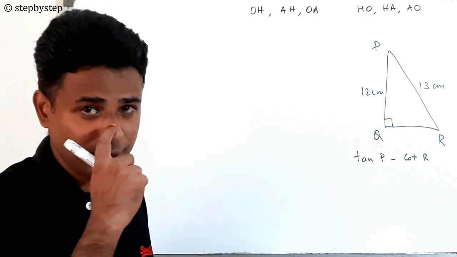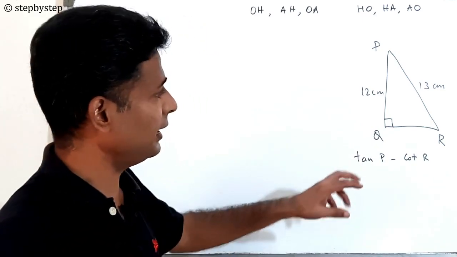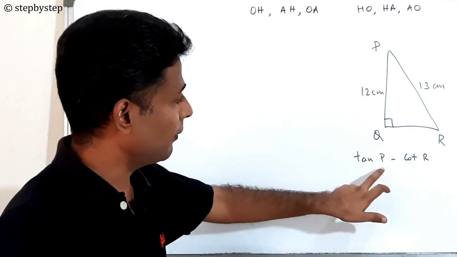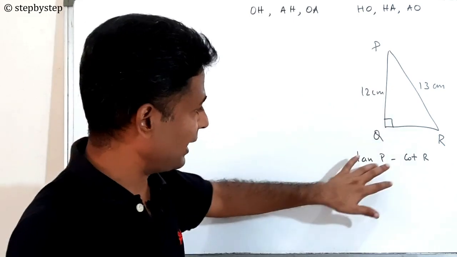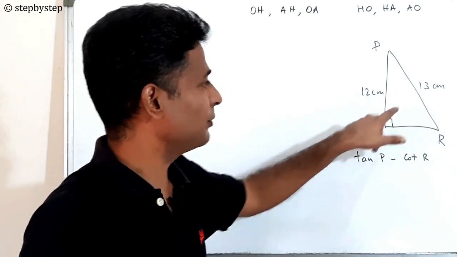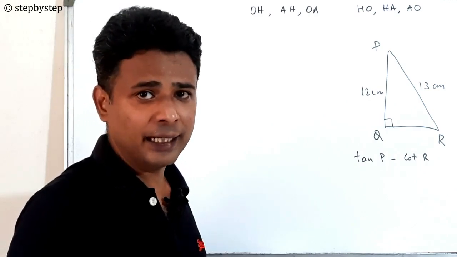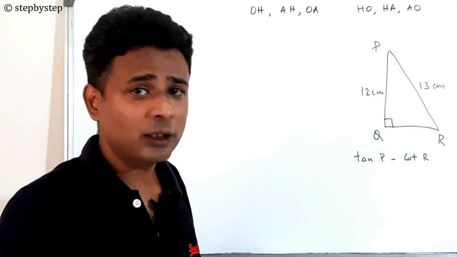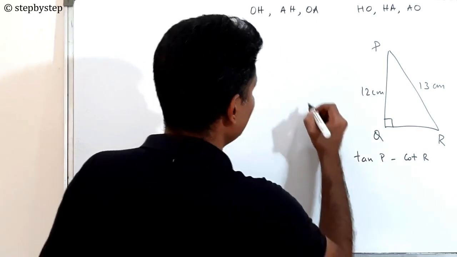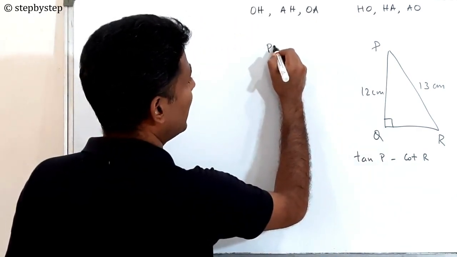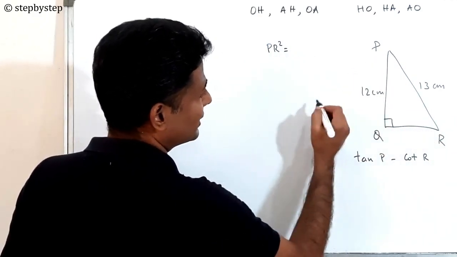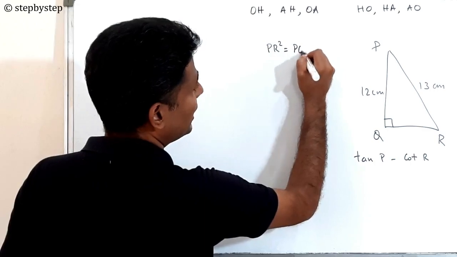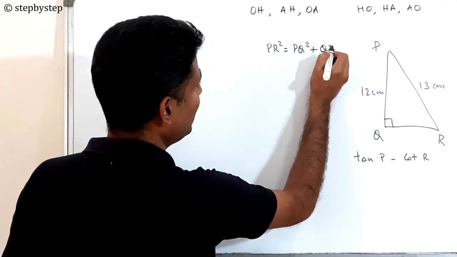Alright, the second question in your exercise 8.1 from trigonometry, they have given you this figure and they have asked you to find tan P minus cot R. Now before we find tan P and cot R, we have two sides, which means we need to find the third side. Again we are going to use Pythagoras theorem. What is Pythagoras theorem? PR square, that is hypotenuse square, is equal to sum of square of the sides, that is PQ square plus QR square.